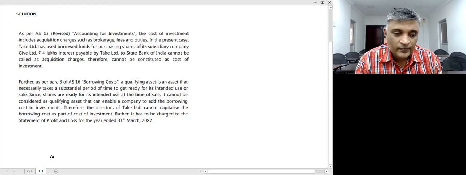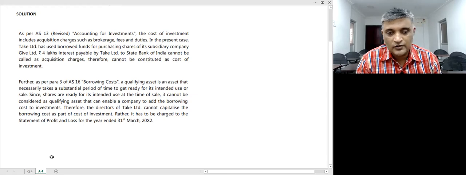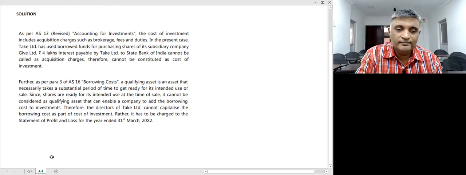Then what's the remedy? It has to be charged to the statement of P&L for the year ended 31st March X2. Right? So this treatment is prohibited as per AS 13 as well as AS 16. So you cannot capitalize the borrowing cost. You need to charge it to the statement of P&L. Okay, pretty straightforward, but very important. Hope it's clear.